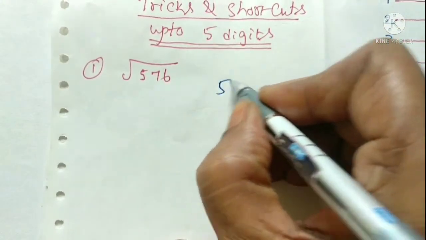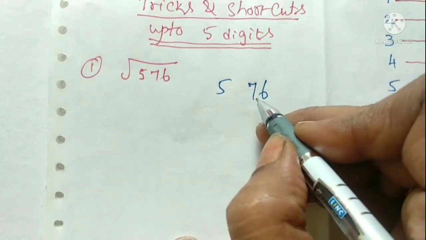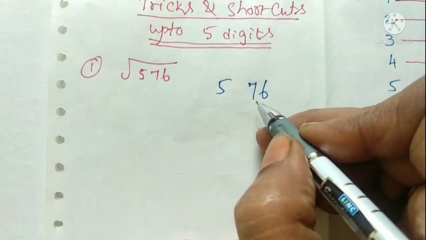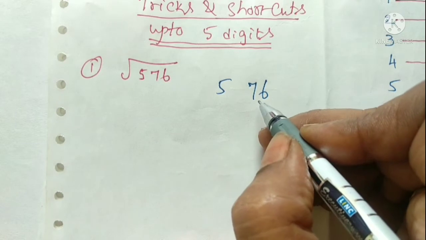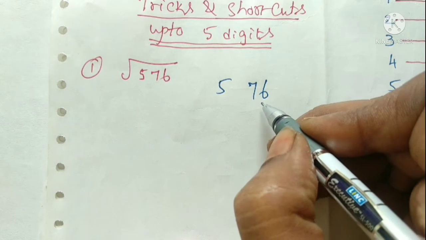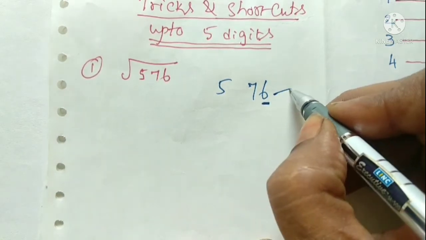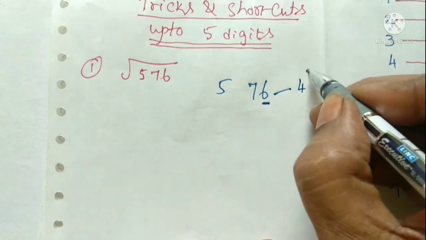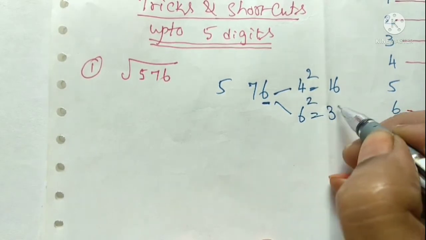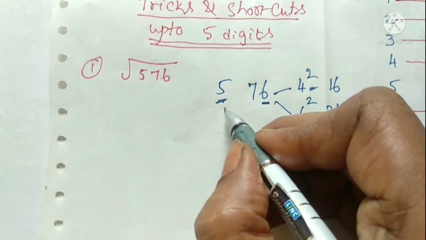Here we have 5 and we have to make this number into two parts. 5 is in the hundreds place and 76 is the second part. Always, whatever number is given, it is to be made into two parts and the second part should have only two digits. In the second part, the units place has 6. As per the chart I have shown you, 4 square is equal to 16 and 6 square is equal to 36. And in the case of 5, we have to see the perfect square.